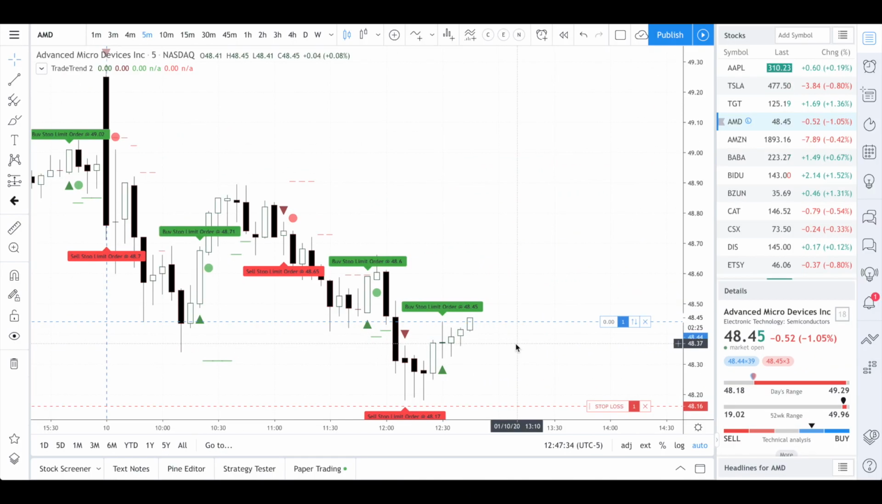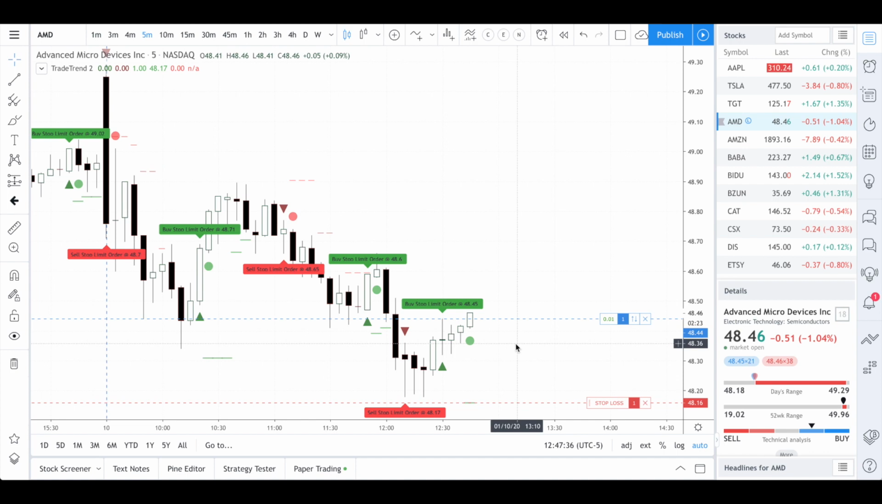A couple minutes later, we get triggered into the trade, and I went ahead and had put a stop loss in. I didn't show that in the video, but Trade Trend did put the stop loss line right about where I had decided to put my stop loss, around 48.16. And so we'll let this trade play out for a little while longer and decide if we need to make any adjustments on it later.